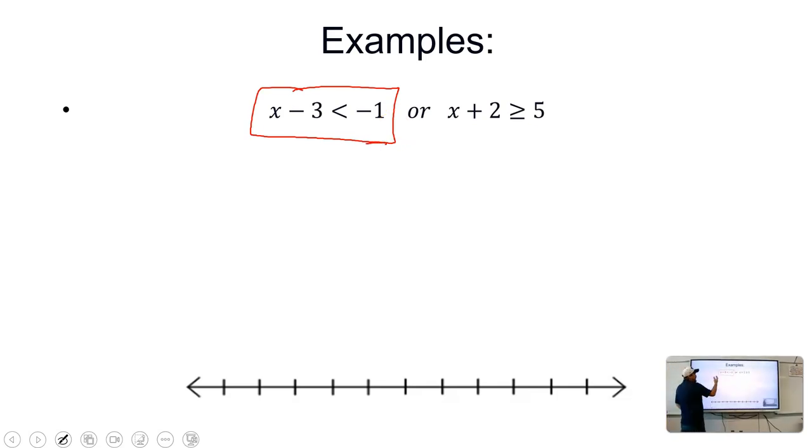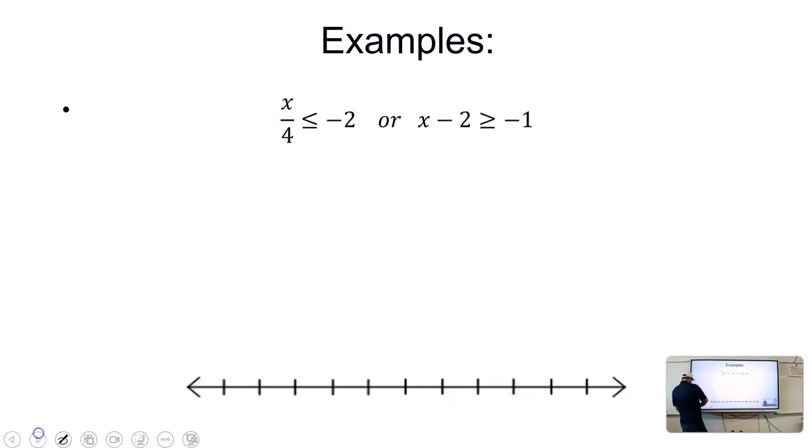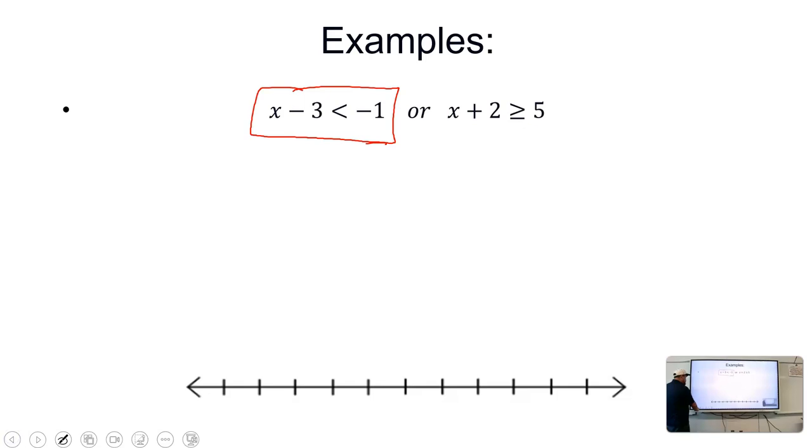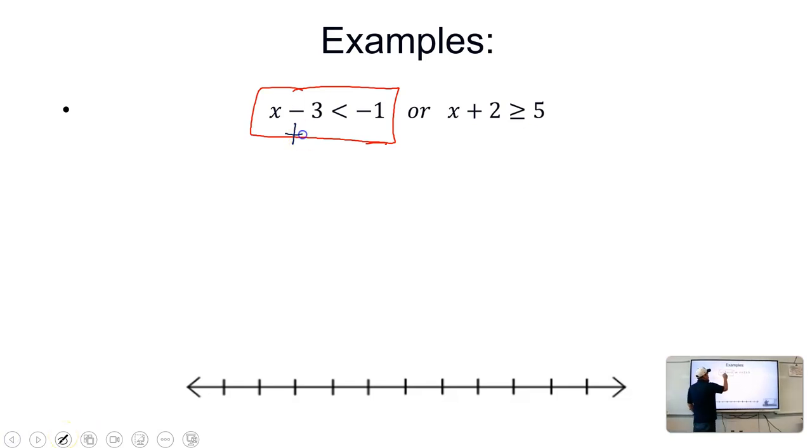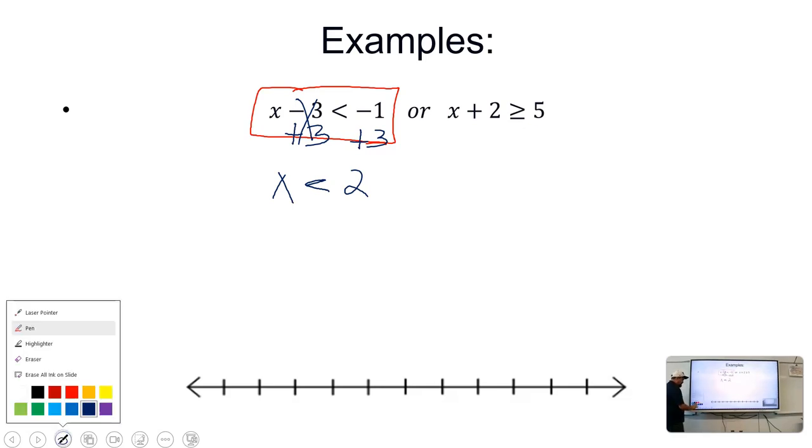So we want to solve this and get x by itself. So we have an x minus 3. So the first thing we're going to do is add 3 to this side and then 3 to this side. Because remember, whatever you do to one side must be done to the other side. So these cancel out and I get x is less than 2. All right, so that side of the compound inequality has been solved because x is isolated and by itself.